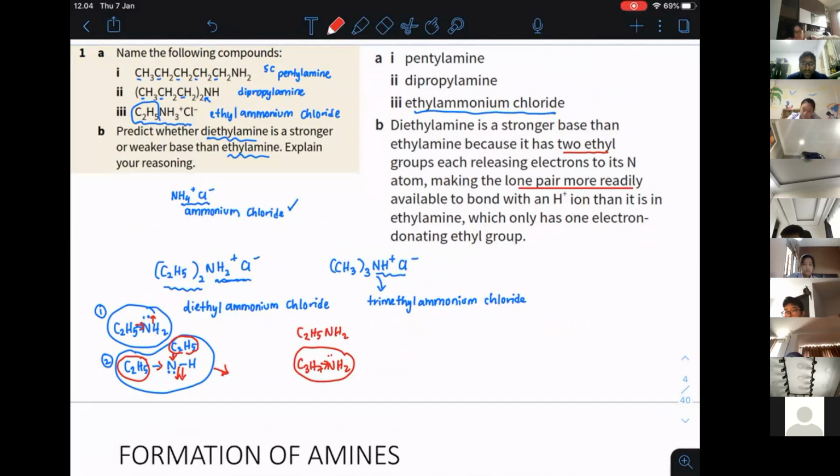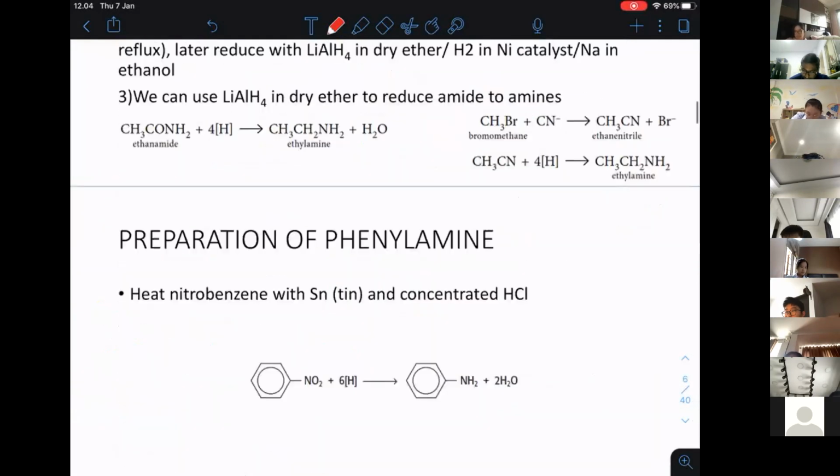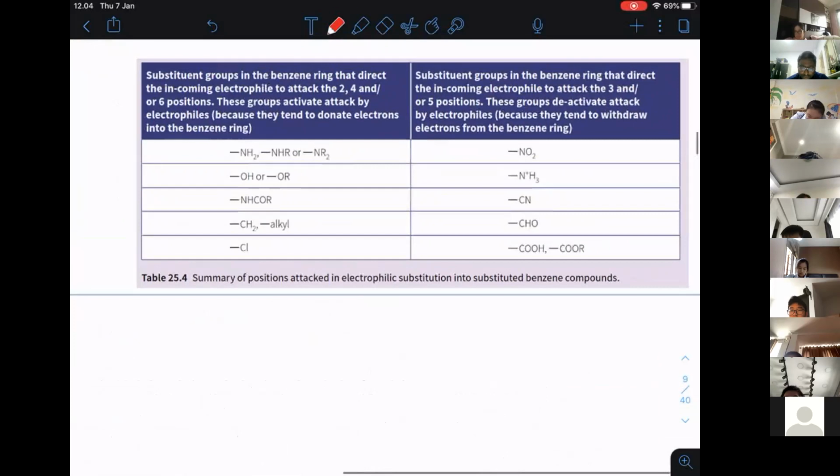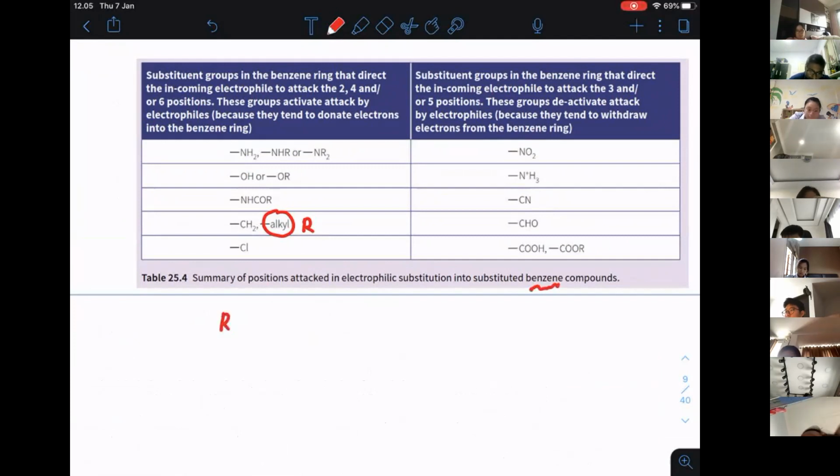How do we know if something is electron withdrawing or donating? Yeah, this one, Justin, you have to memorize. I'm very sure you can remember this part from last time. We have learned it under benzene as well. Do remember, any alkyl groups or any R groups are electron donating. Normally this is for benzene, but in a general situation, all R groups are electron donating. But be very careful.